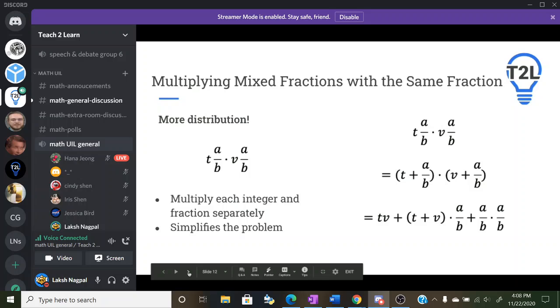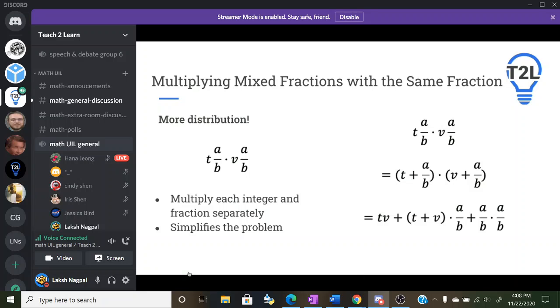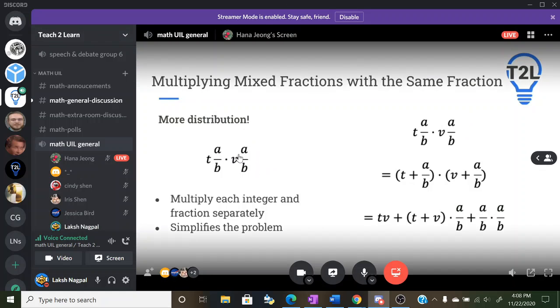Okay, so the concept is similar to the last one. It involves distribution. This is just one of the models, so t, just one mixed number times another mixed number. If you look at the right side, the last line where you see tv, that's the whole number times the whole number, plus, so just take it as separate. So there are basically three parts to it.